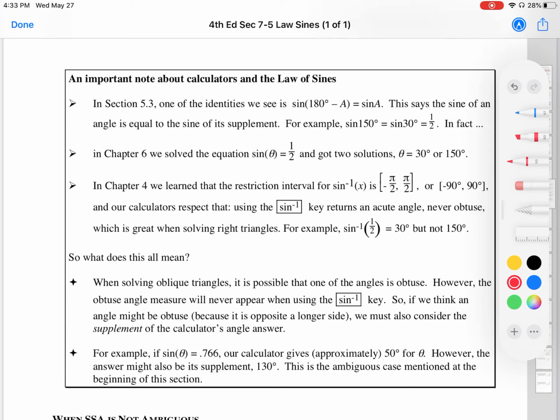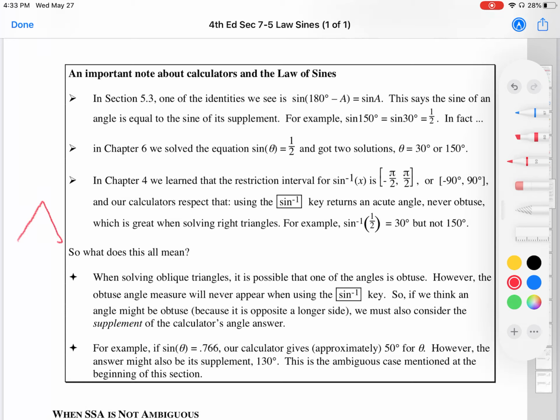In chapter 4, we learned the restriction of the interval for sine inverse is between negative pi over 2 and pi over 2, or negative 90 degrees to 90 degrees. And our calculators respect that: sine inverse returns an acute angle, never obtuse, which is great when solving right triangles. For example, sine inverse of 1/2 equals 30, not 150. So you're never going to get the supplement. It's always going to give you 30. It's not going to give you the supplement of 150 or the other option that would make it true.